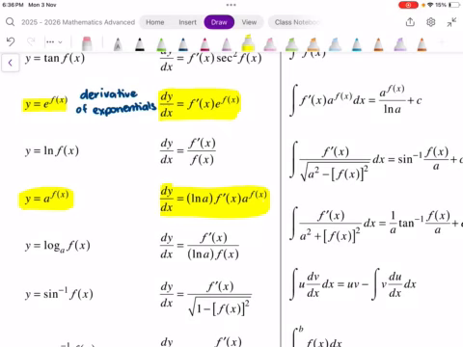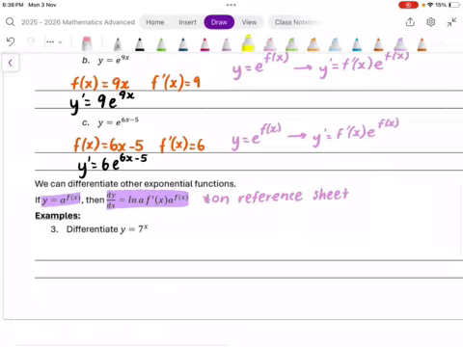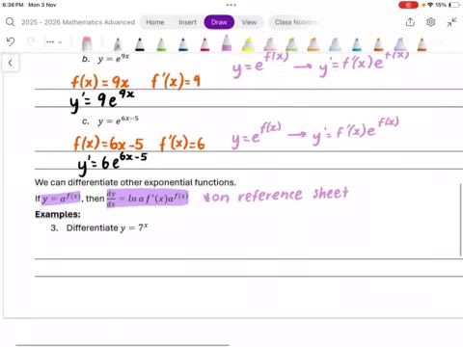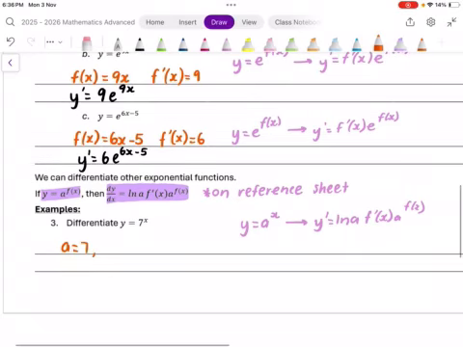So going back to our example, if we want to differentiate y equals 7 to the power of x, we want to use that formula. So we have it in the form y equals a to the power of f x, and our derivative is going to be ln a times f dash x times a to the power of f x. So in this case, we have our a is equal to 7, our f x is just equal to x, and our f dash x is equal to 1.